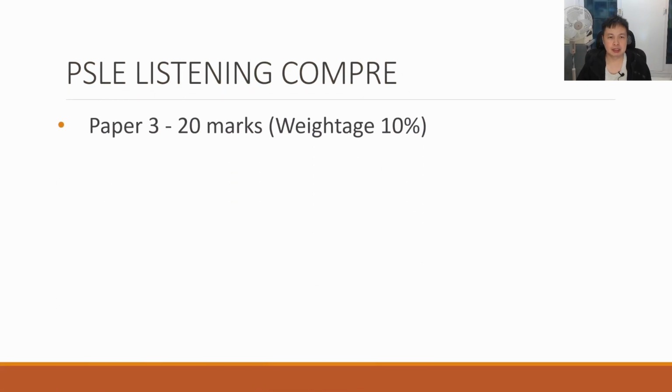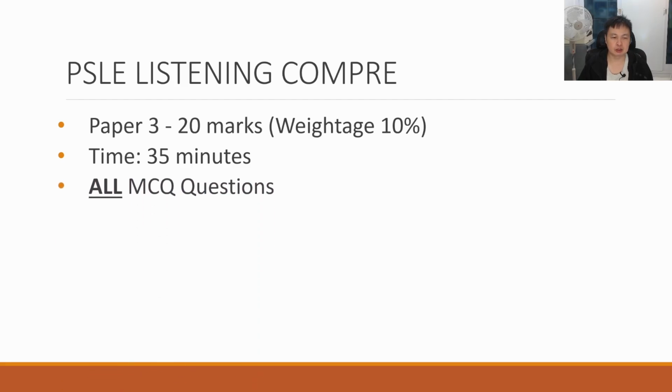Okay, so what is the exercise about? This Paper 3 has a total of 20 marks. For the overall weightage, it only has 10% for the entire subject. The time allocated is roughly about 35 minutes. Each audio will be played twice. All are MCQ questions, and since it's worth 20 marks, do expect up to 20 questions.